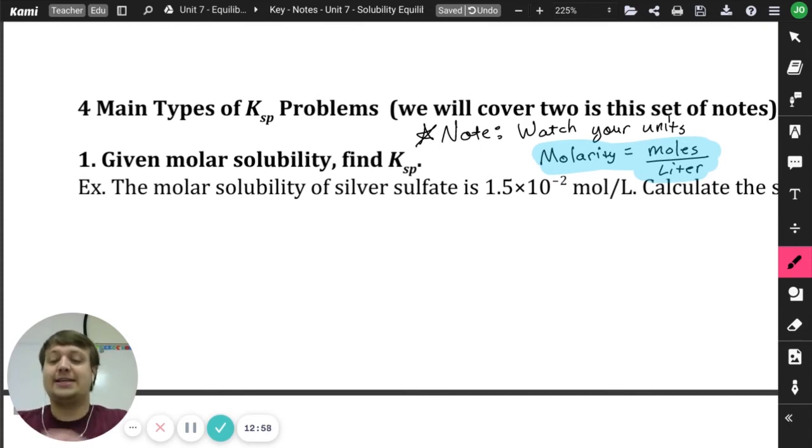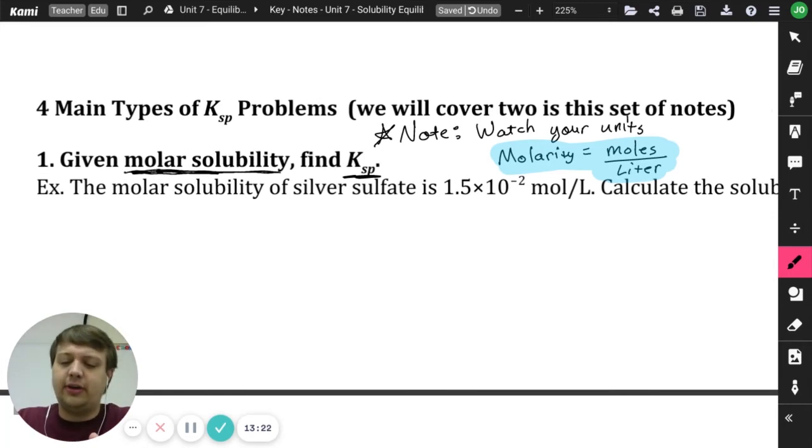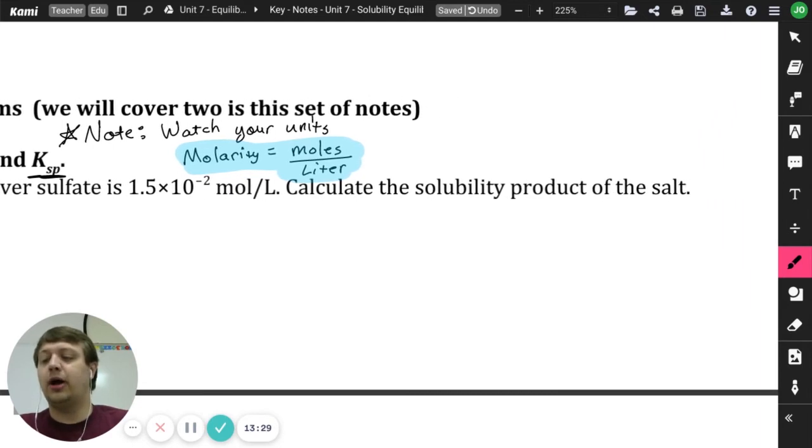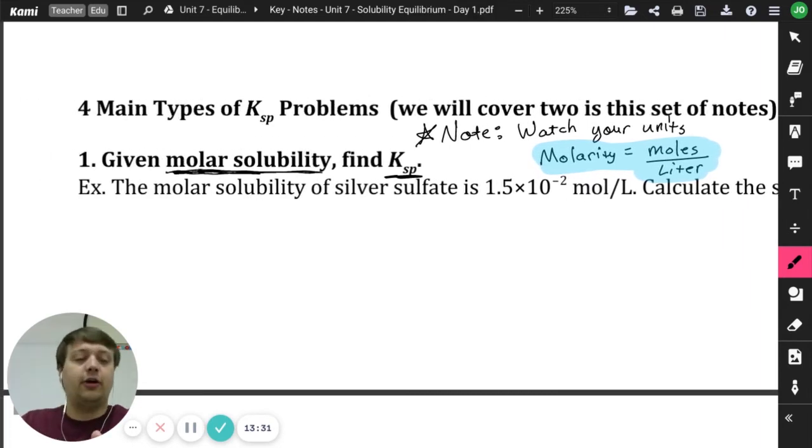And so it says, given the molar solubility, find KSP. So in this case, they're actually giving you your solubility, and you're solving for your KSP. Well, this is actually the easiest way. Why? Because all they're doing with this is they've already given you your concentrations, so then you would need to solve for your KSP based off of those concentrations. So here it says the molar solubility of silver sulfate is 1.5 times 10 to the -2 moles per liter. Calculate the solubility product of the salt.